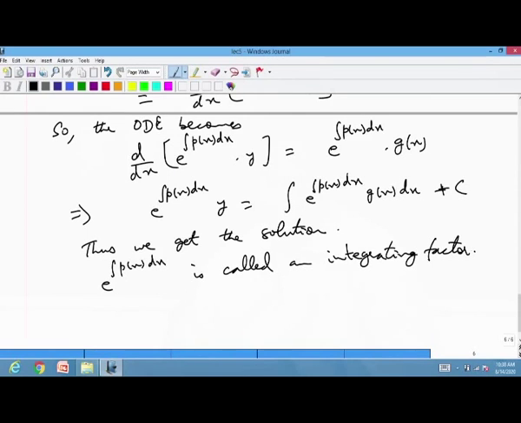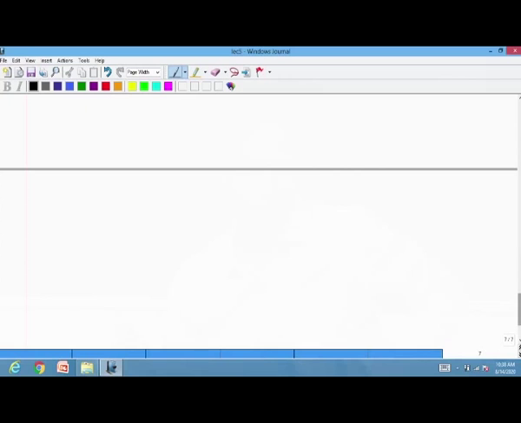So, what we do, first we calculate an integrating factor and then we find the solution. So, let us now do some problems based on these methods. So, let us start with a simple problem.